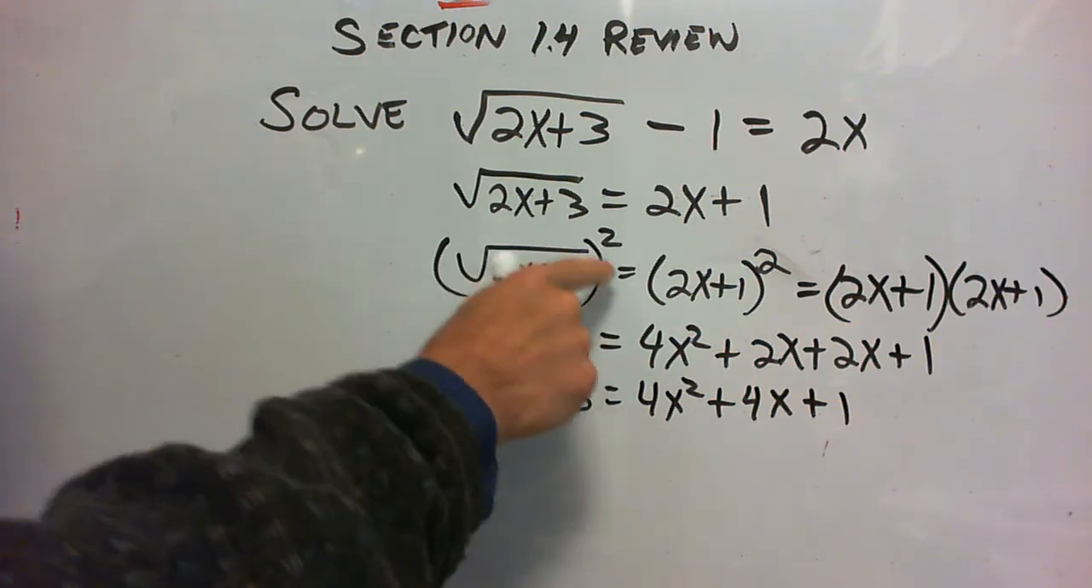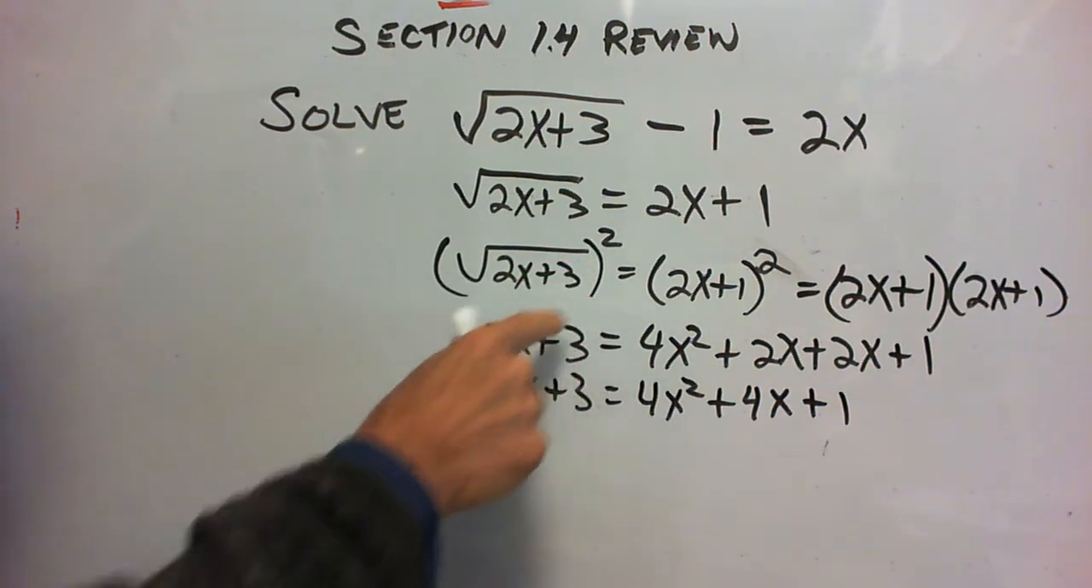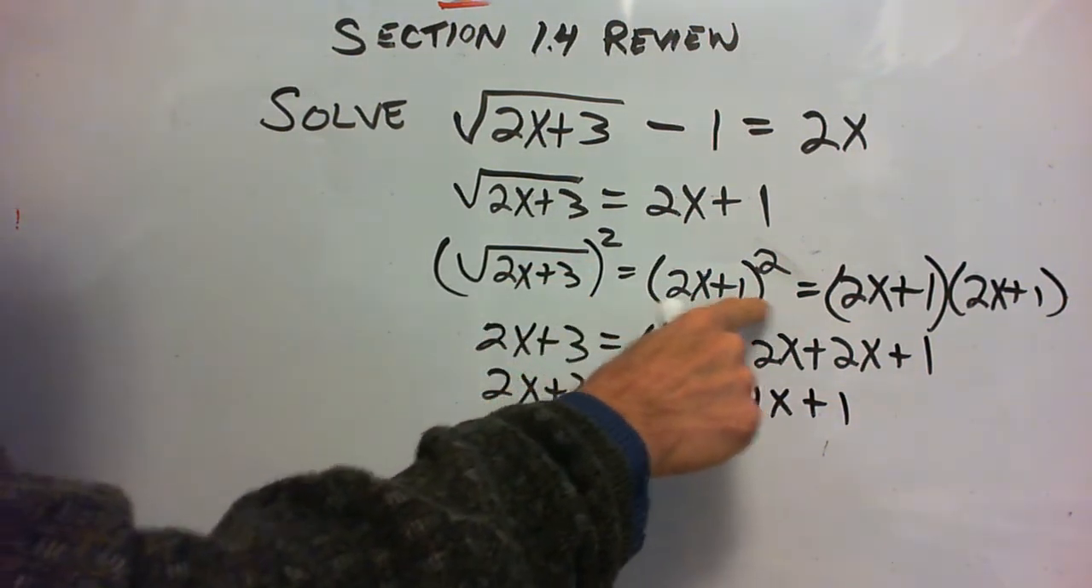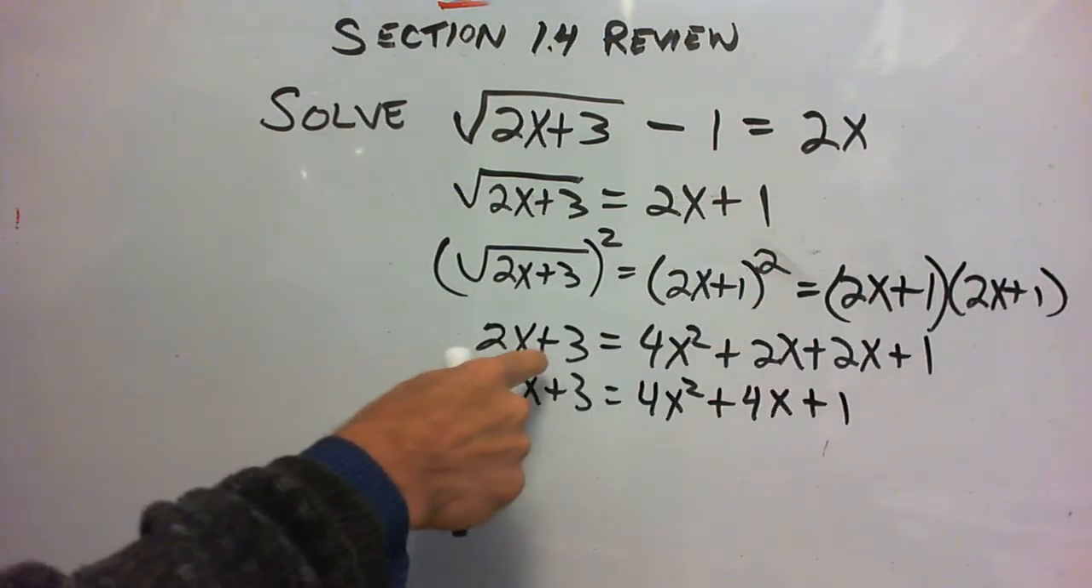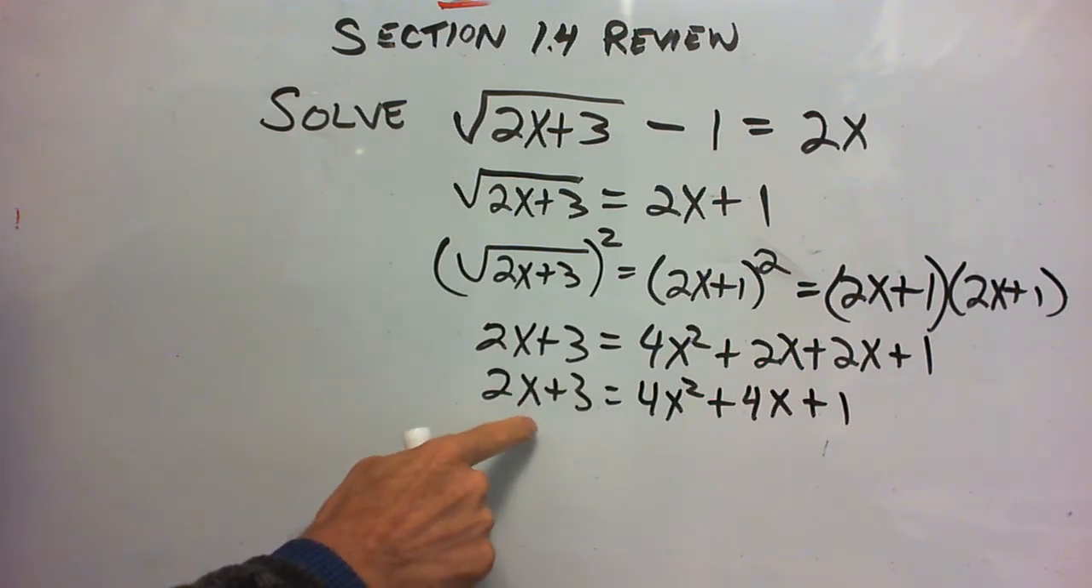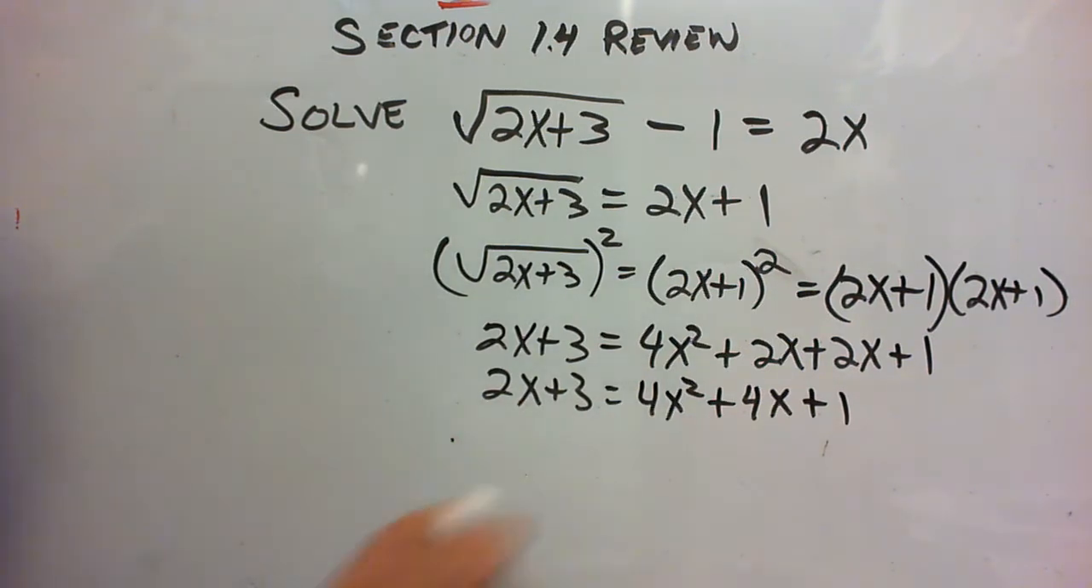So after you isolate the square root, you square both sides. The right side, remember to FOIL it out: 2x plus 1 times 2x plus 1. Now if you've done all that, you should get to the point 2x plus 3 equals 4x squared plus 4x plus 1. Now you should recognize that's a quadratic equation.